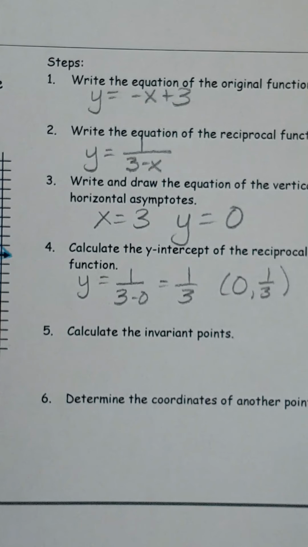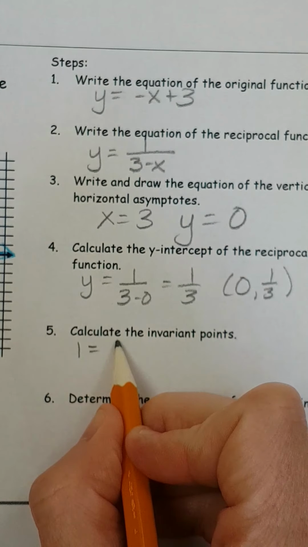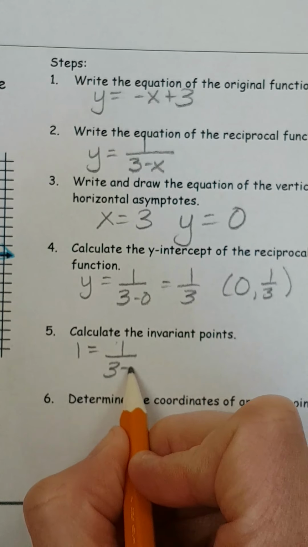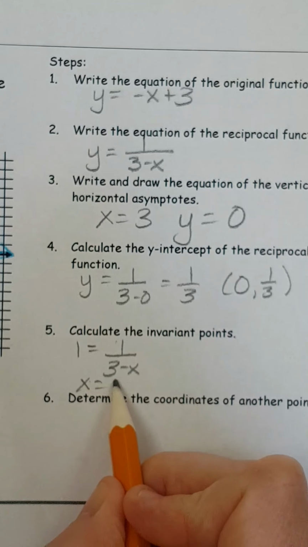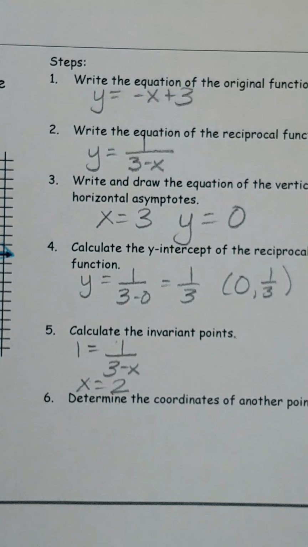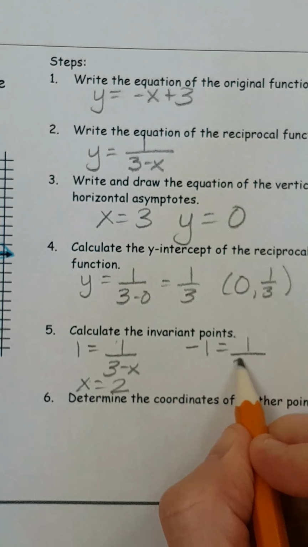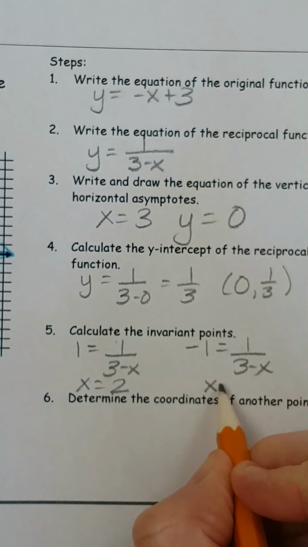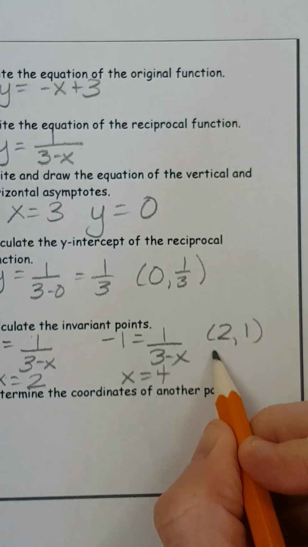And now we'll calculate the invariant points. So that's 1 equals 1 over 3 minus x. And so I'm just going to go a little bit faster here. x equals 2. And then negative 1 equals 1 over 3 minus x. x equals 4. So always important to write those out.